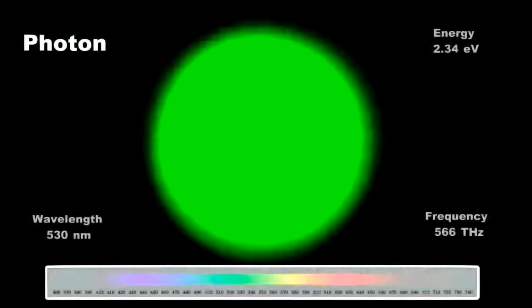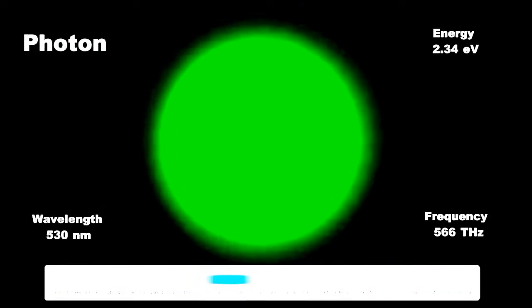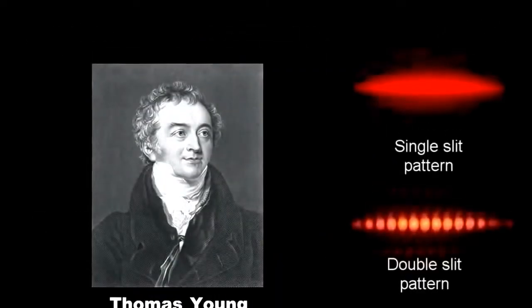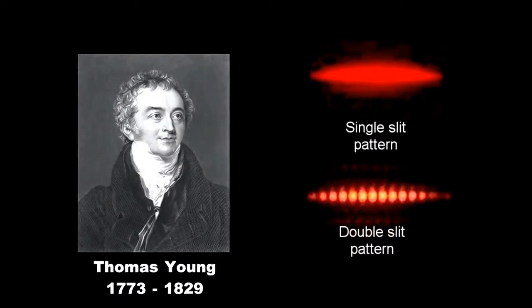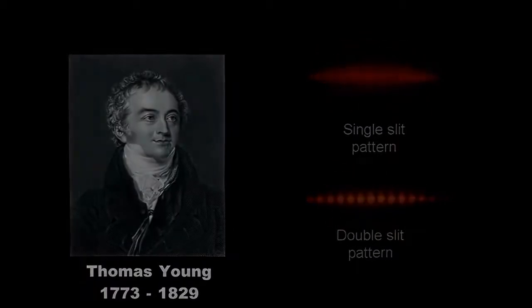Here we see the representation of a single photon of light. Scientists understand many of the properties of light, but light still holds some mysteries that perplex us. Thomas Young first demonstrated the wave nature of light in 1803 with his famed double-slit experiment, and ever since then, the world's top minds have debated what the results of this experiment actually mean.